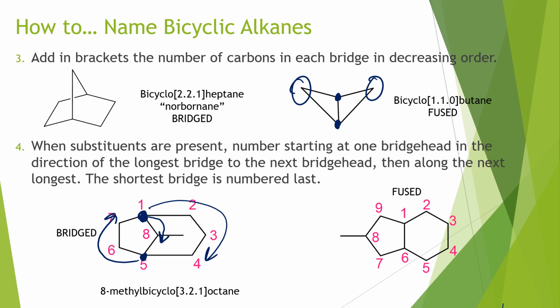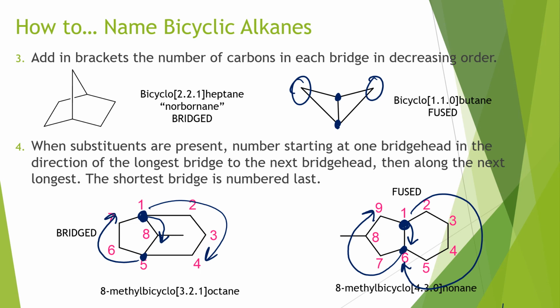Now we can also look at an example for a fused molecule. So you start at a bridgehead, and you have the choice of going down a 3-carbon bridge or a 4-carbon bridge. So we're going to pick the 4-carbon bridge, and that brings us all the way around to our next bridgehead, where we have to choose either the 3-carbon bridge or the 0-carbon bridge. So we pick the 3-carbon bridge. And then when we get to our original bridgehead, we have to count the 0-carbon bridge. So this is 8-methylbicyclo[4.3.0]nonane. There are 9 total carbons within the bicyclic structure.